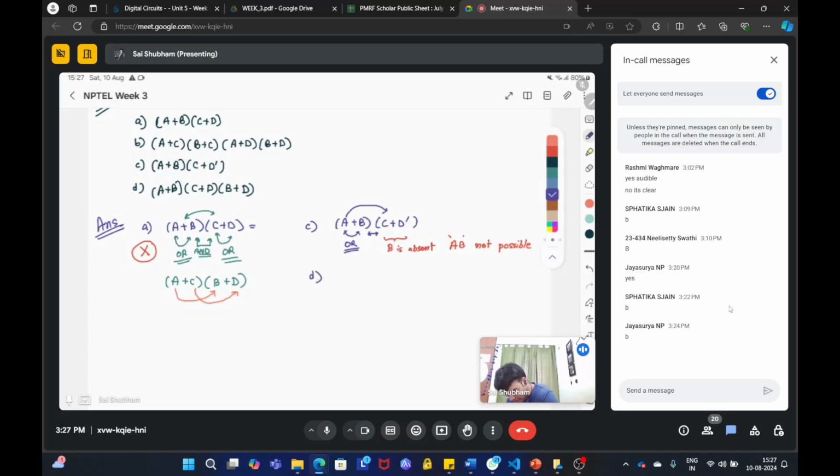Let's look at option D. So A plus B, C plus D, B plus D. Okay. So here there is a possibility that A can multiply itself with B, and C can also multiply itself with D. Okay. So we have to simplify this expression.